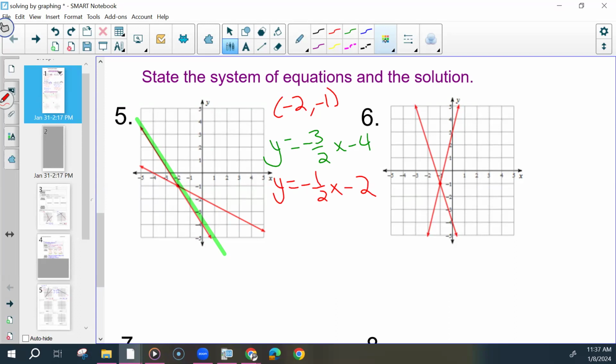So it's just being able to, now you're given the graph instead of you having to graph. Go back and forth. Questions about that?